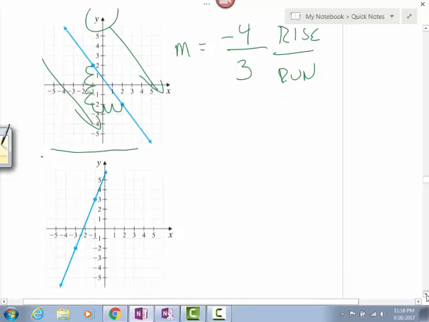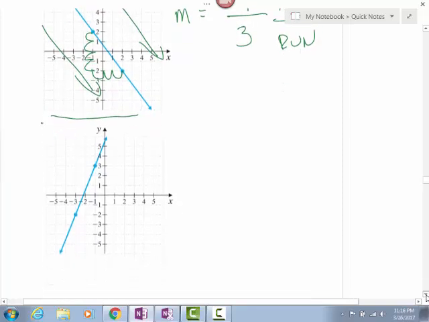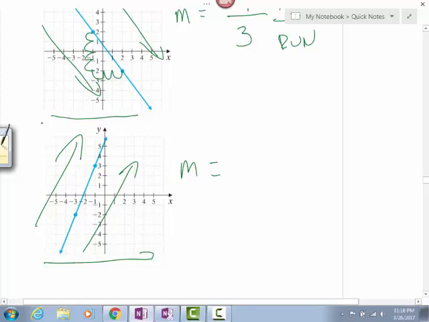Let's take a look at the next problem. Let me just shift it down a little bit. All right, first thing I notice about this line, as I go from the left to the right, this line here is going up. So my slope is going to be positive, okay? So I'm going to count how many spaces from here to get to here. I'm going to count how many spaces up. 1, 2, 3, 4, 5. 5 spaces up. 1, 2. 2 to the right. The rise over the run.